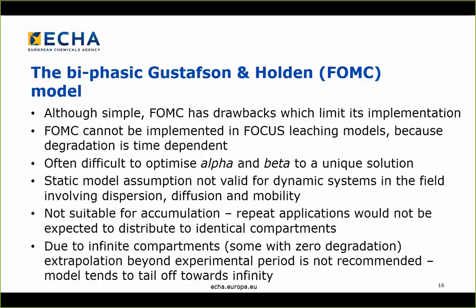That makes extrapolation beyond the experimental period not really recommended. And the model tends to tail off towards infinity. So with the FOMC model, at least for some of those combinations of alpha and beta values, you'll find a fraction of your mass never degrades because some of those compartments have a 0 degradation rate. It's hard to extrapolate beyond the experimental period, which is another drawback.